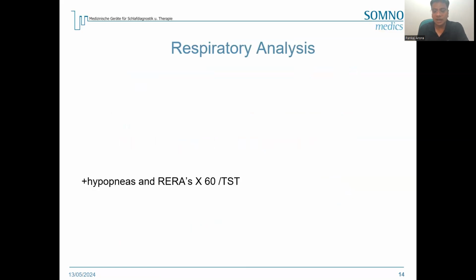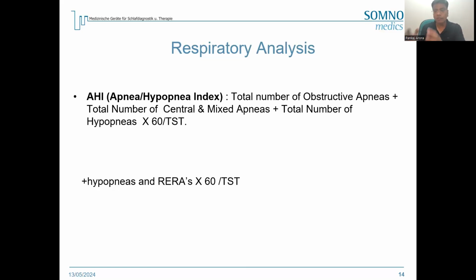So now, coming after the sleep report, we'll look into the respiratory report. Before I jump to it, I would love to tell you what the respiratory report consists of. What we are especially interested in is sleep disordered breathing. The patient could have obstructive sleep apnea, central sleep apnea, mixed sleep apnea, or hypopnea.